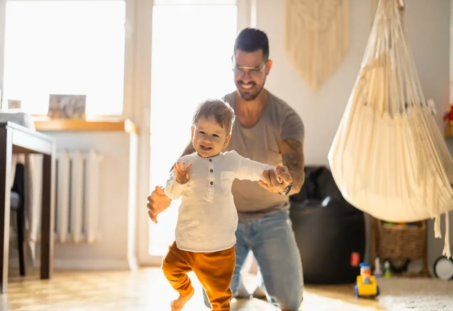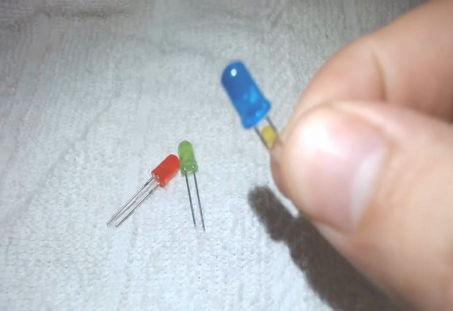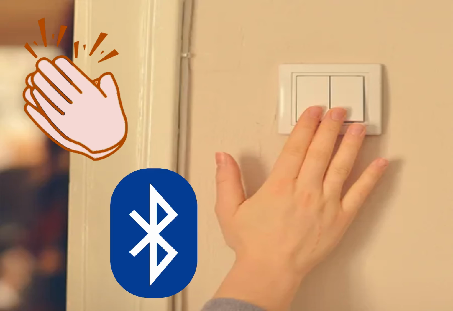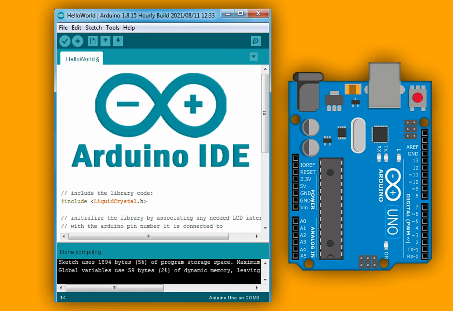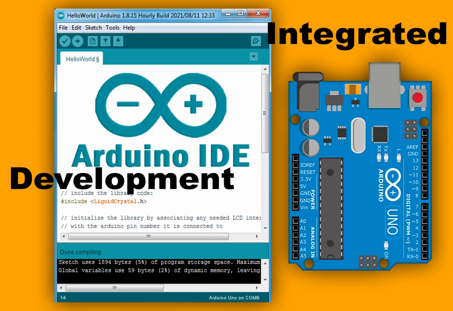But to start making a robot, I need to learn the basics. Let's start by controlling an LED. There are several ways to control an LED. In this video, we will do it with the software called Arduino IDE, which stands for Integrated Development Environment.